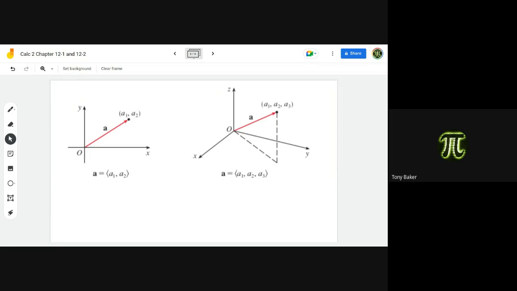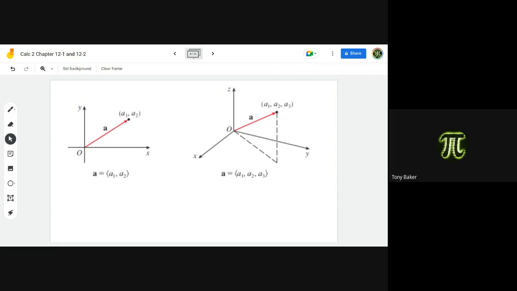Now, remember what I said. It doesn't matter where it starts. The two pieces you need to know about a vector are its length and its direction. So if we assume every vector starts at 0, all I need to know is the endpoint, where it ends. If I know where it ends, that tells me my vector, because from that I can figure out my length and my direction.